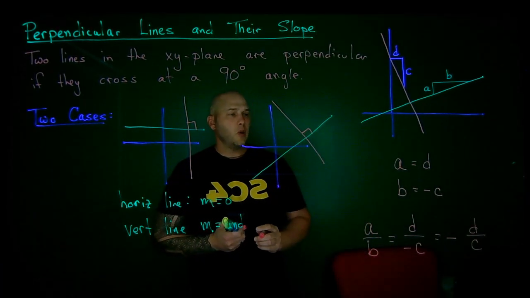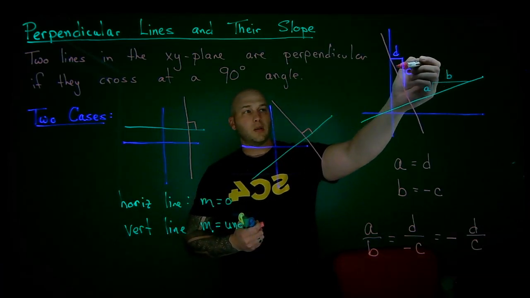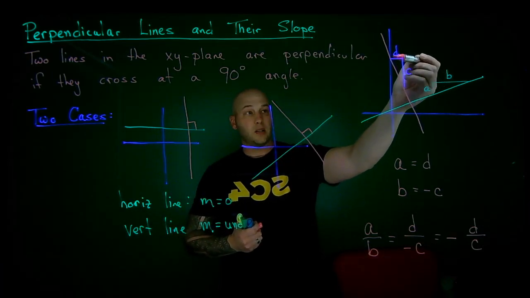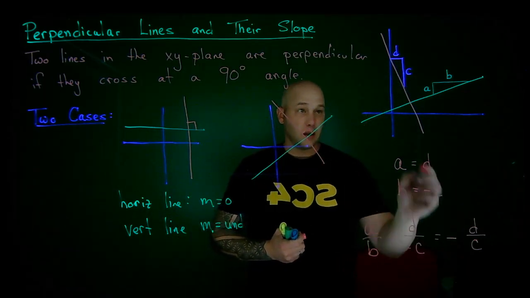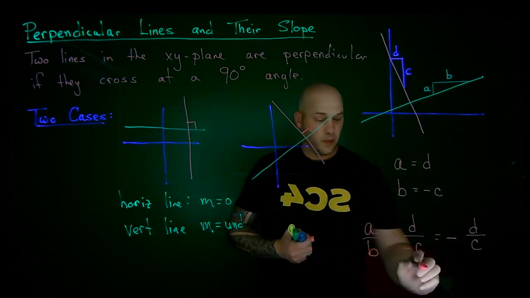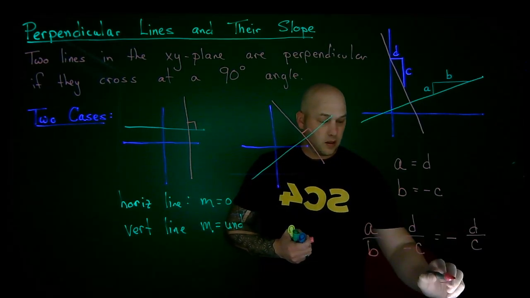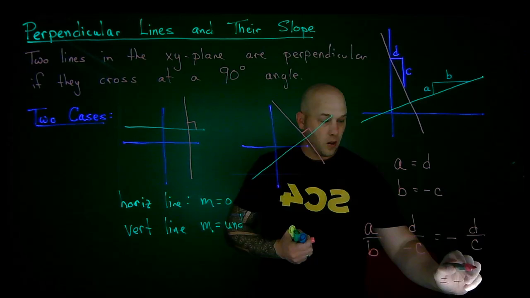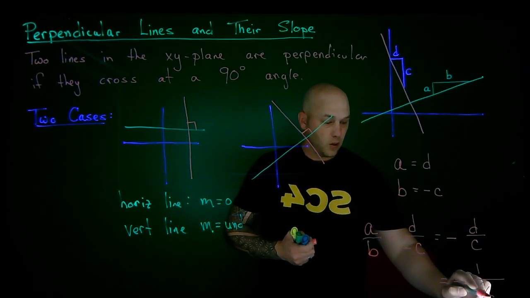But let's go back to this pink line here. The slope of this is rise over run, so it's C over D. And what I'd like to do is rewrite this expression so that I can get the slope of this pink line out of it. Notice that D over C is the same thing as writing 1 over C over D.